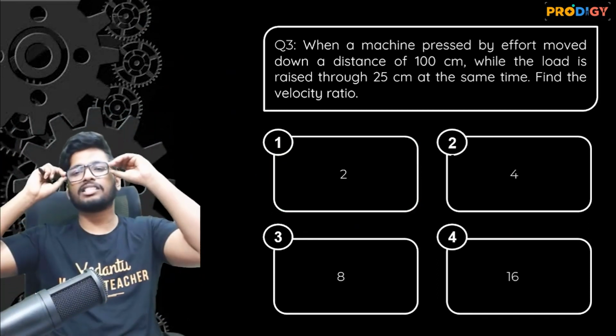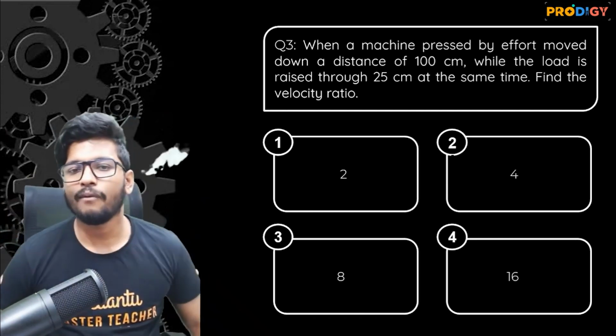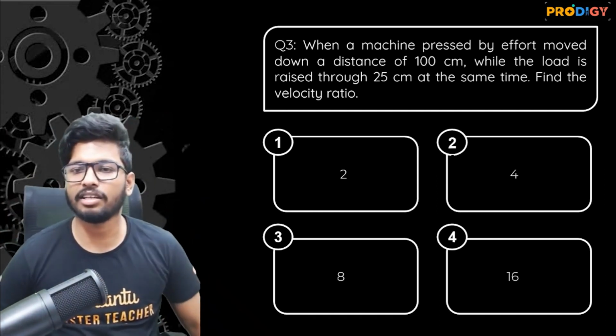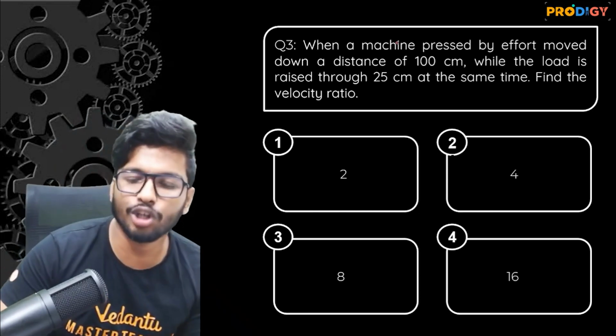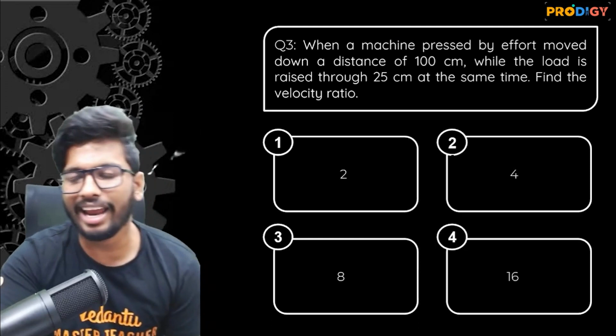When a machine pressed by effort moved down a distance of 100 centimeter, while the load is raised by 25 centimeter at the same time, find the velocity ratio. I have space over here. So options are, people, 2, 4, 8 or 16.